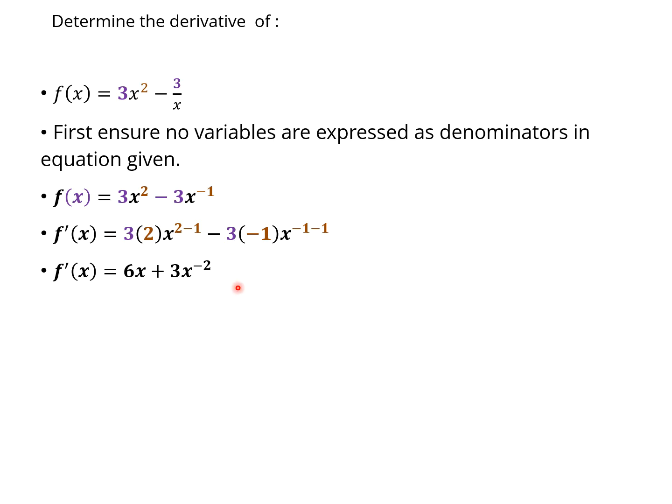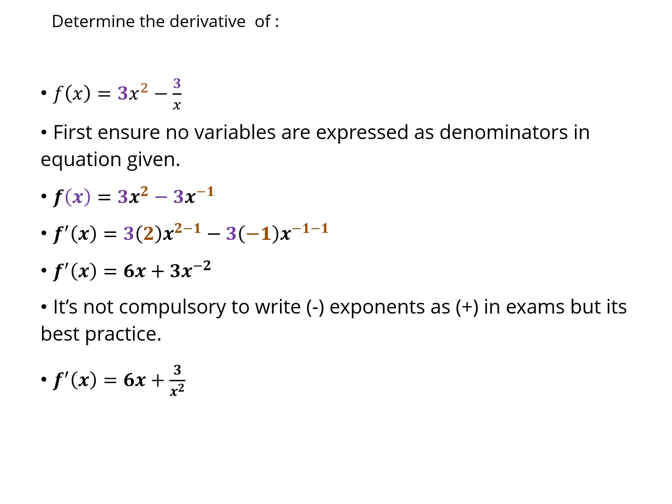But as I said, the norm is we write it as a negative exponent. So I'm just writing the negative exponent as a positive exponent. It's not compulsory for exams, but for best practice, we put it at the bottom. So that's 6x plus 3 over x squared. You don't need to do this for the exam, but you need to know how to do it.